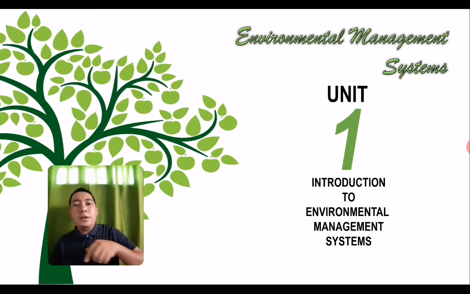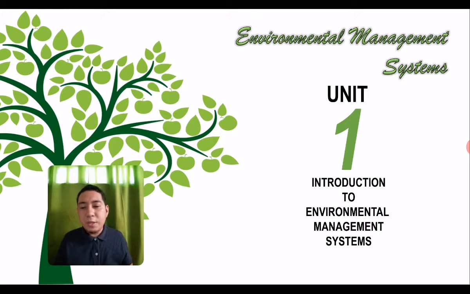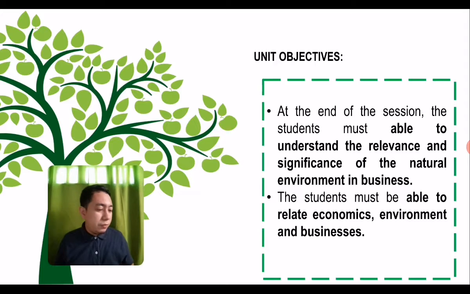Okay, so for our Unit One, we'll be talking about the introduction to environmental management systems, and as I made mention earlier, we'll be discussing the relationships between economics, businesses, and the environment. Our objectives for this unit for the prelim period: at the end of the prelim period, the students must be able to understand the relevance and significance of the natural environment in business, and must be able to relate economics, environment, and businesses.